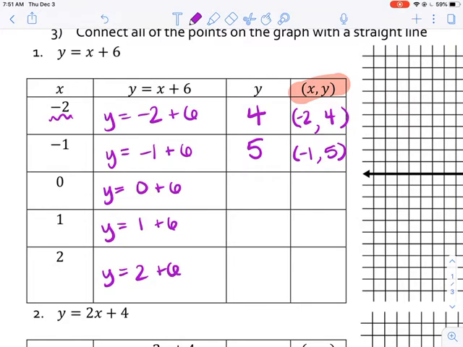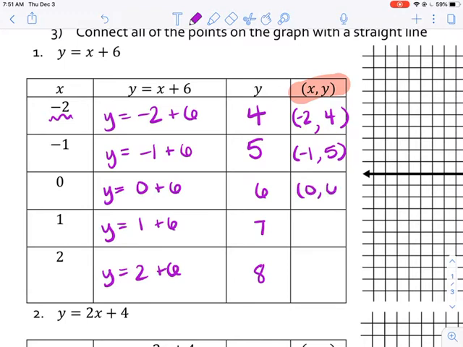Okay. Let's go ahead and find out what our y's are. 0 plus 6, that's easy, it's 6. 1 plus 6 is 7, and 2 plus 6 is 8. Now you may notice that this is going up in a pattern. You will usually see some kind of pattern for your y's with a linear equation, that it's going up by 1s or going up by 2s or something like that. So if it's not going up in a pattern, you might have done something wrong.